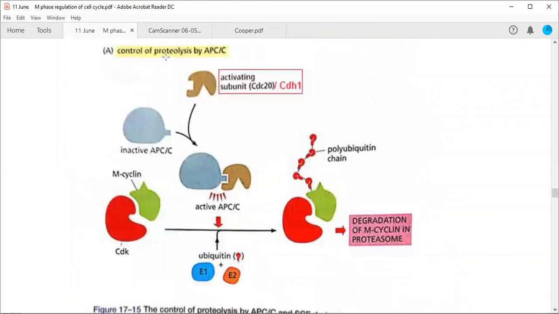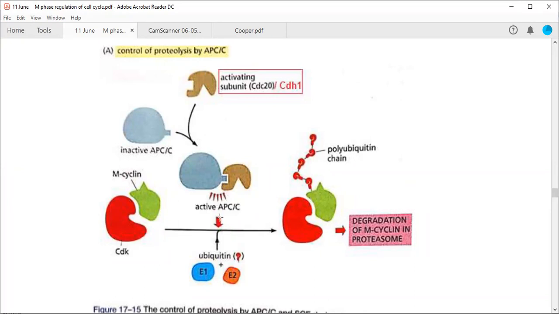Now, the first regulation of proteolysis or ubiquitin-mediated proteasomal degradation occurs through this particular APC or anaphase promoting complex. So this is your APC, and this is some activating subunit which can be either CDC20 or CDH1, that is CDC20 homolog 1 protein. So either this activating subunit will bind with it, and it will activate your APC protein. So it will be activated.